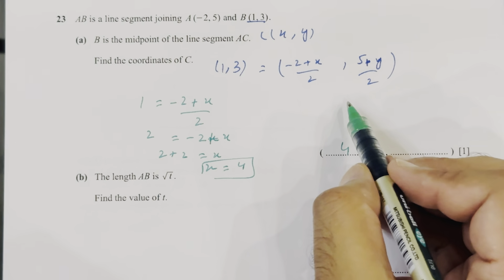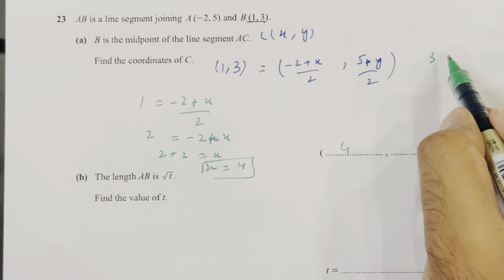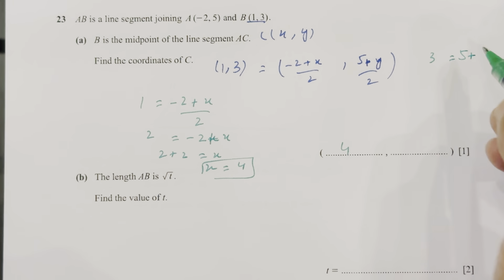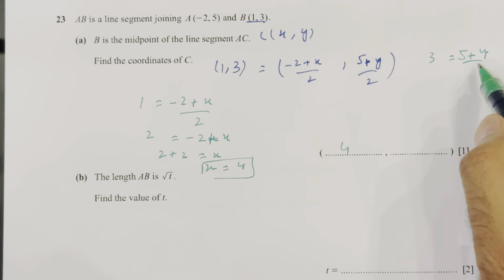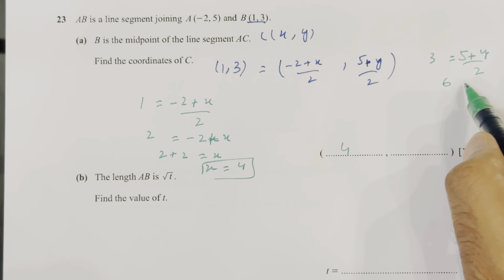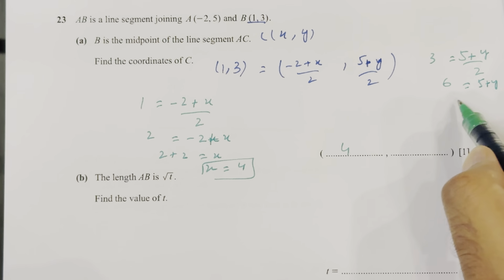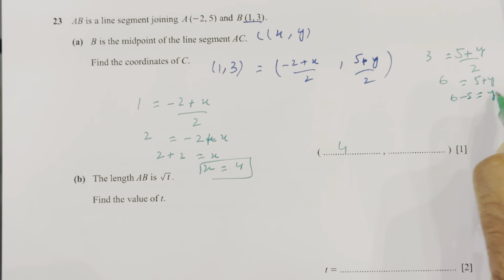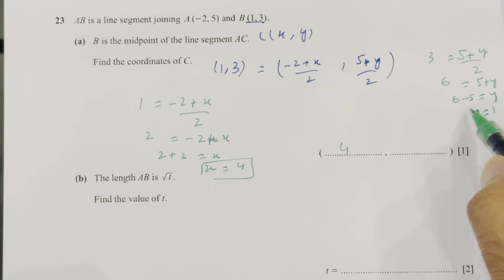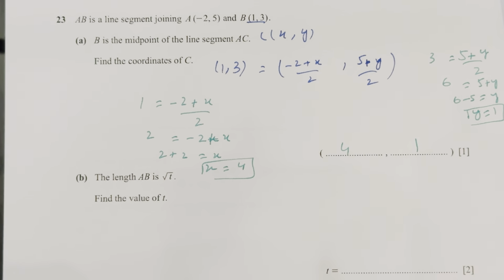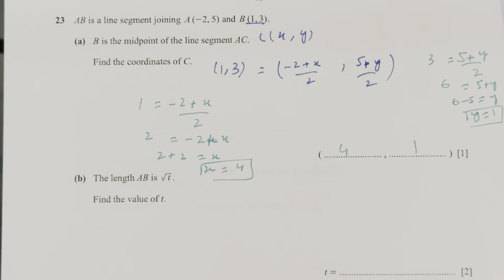Now you need to calculate the value of y, that is equal to 3 is equal to (5 plus y) over 2. Then 2 3s are 6. 6 is equal to 5 plus y. Then 6 minus 5 is equal to y. Then y is equal to 1. So this is the value of the coordinates for 1.